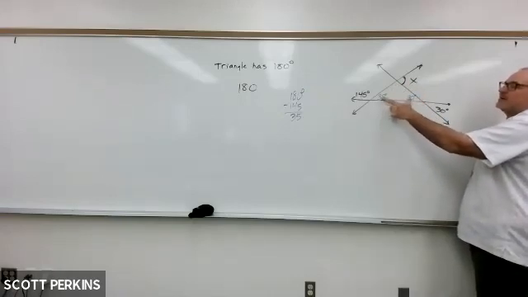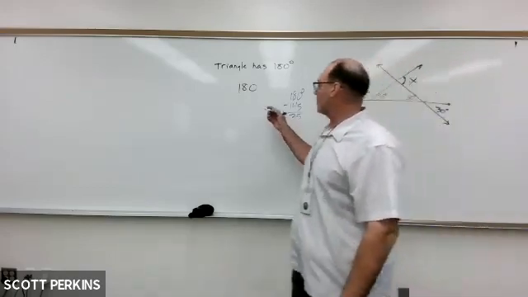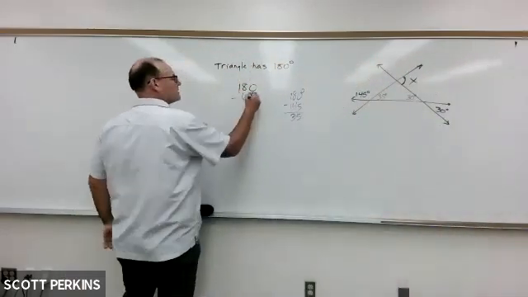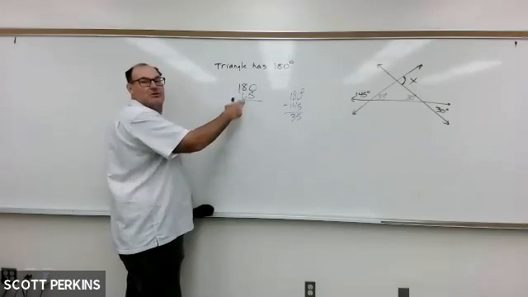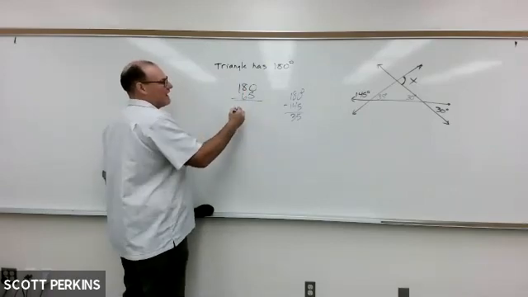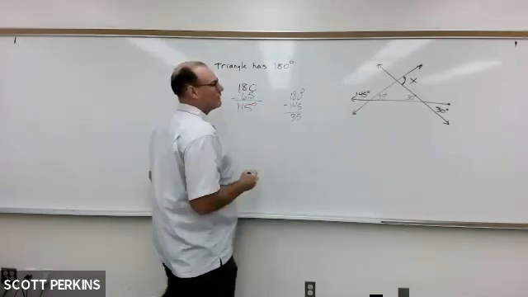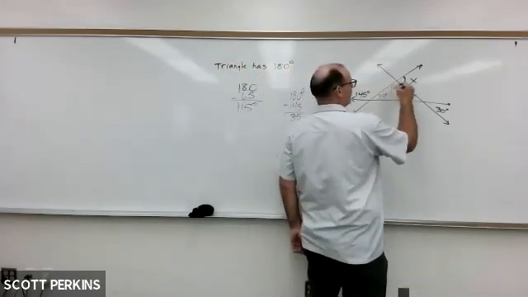It's 35 and 30 is 65. So I'm going to come over here and I'm going to say, okay, my triangle is 180 degrees. I'm going to subtract the degrees I already know, which is 65. And that leaves me 115.